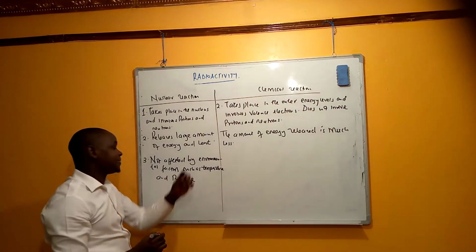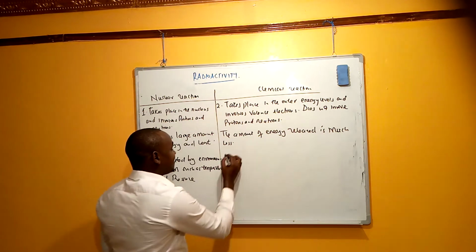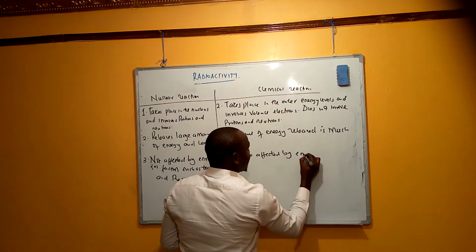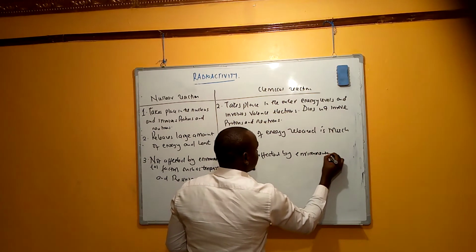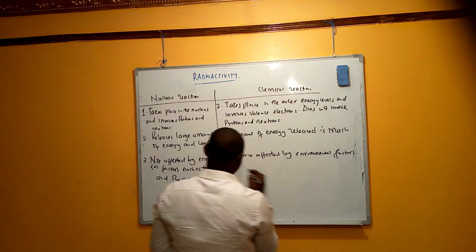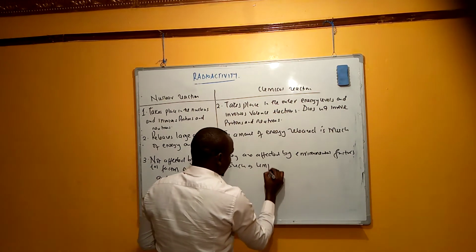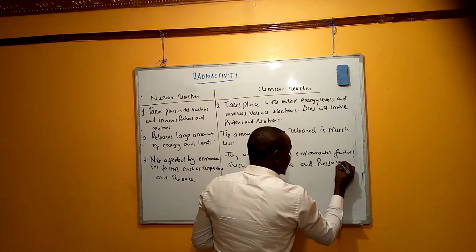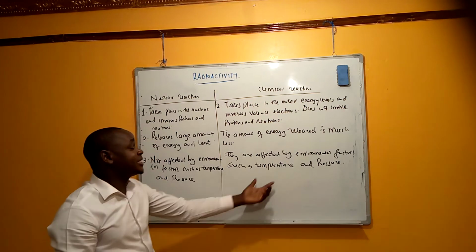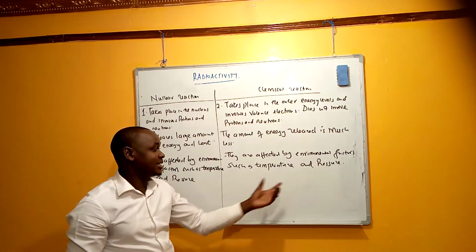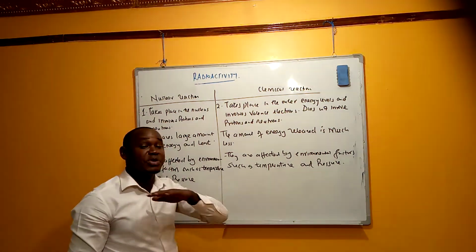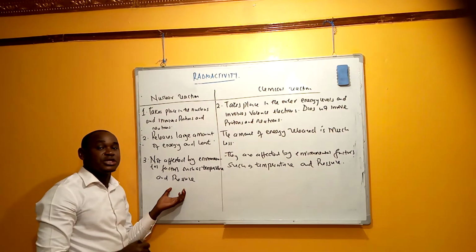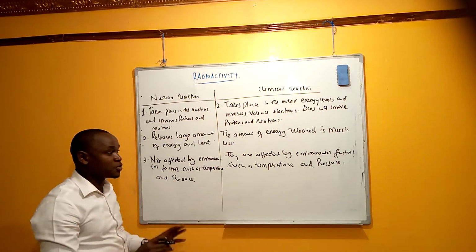Whereas a chemical reaction is affected by environmental factors such as temperature and pressure. So you'd find that there is a chemical reaction that will take place only at some specific temperatures and at some specific pressure. But in a nuclear reaction, such would not occur. It is not affected by any of those environmental factors.